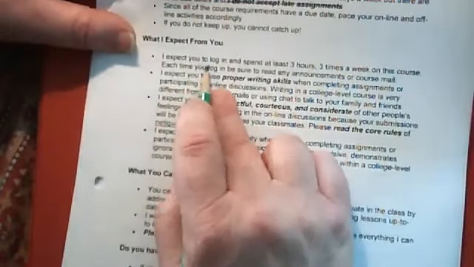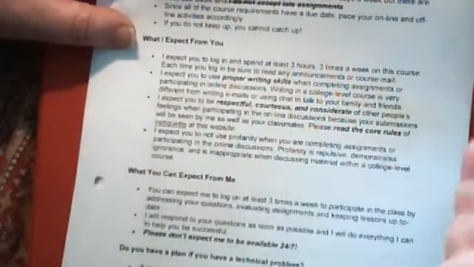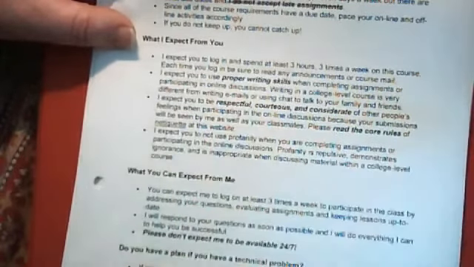The part about expecting you to log on and spend at least 3 hours 3 times a week in this course, you may not really need to spend that much time on this 1 credit lab course, but it's going to vary from person to person. So basically you need to spend whatever it takes to get the work done. If you're really good and can think things through fast, you'll be spending quite a bit less time than that. Otherwise, you might actually be spending more time than that.